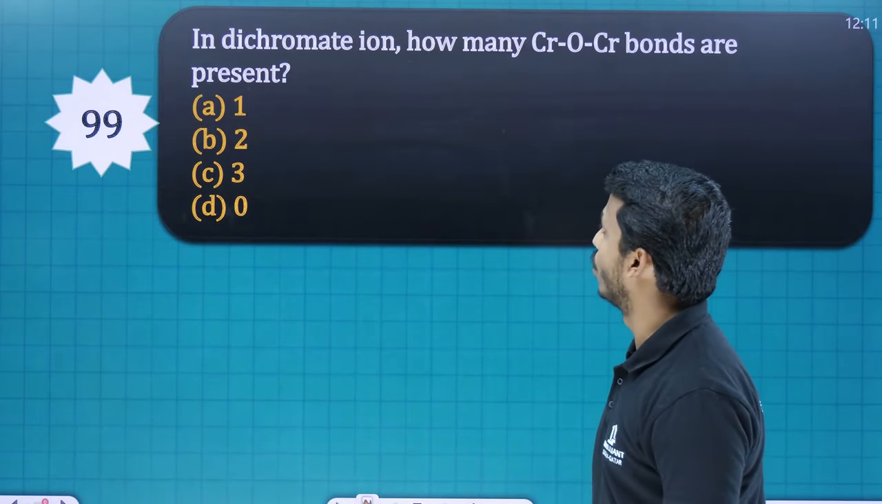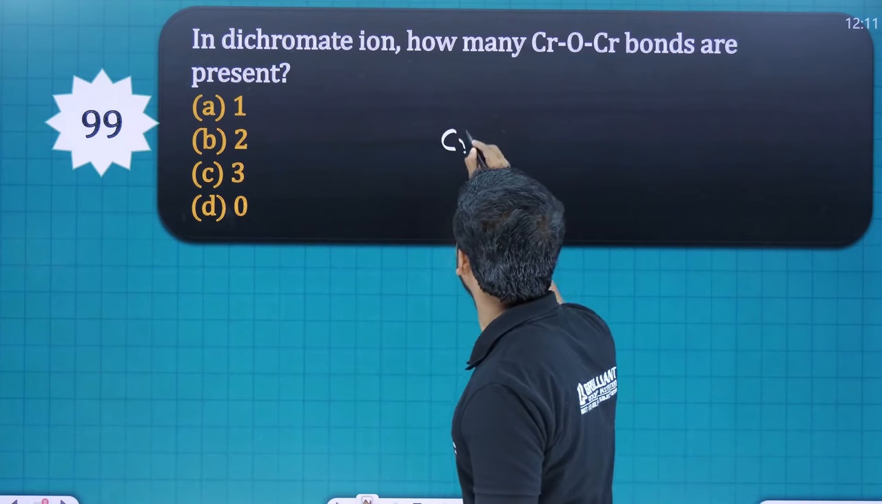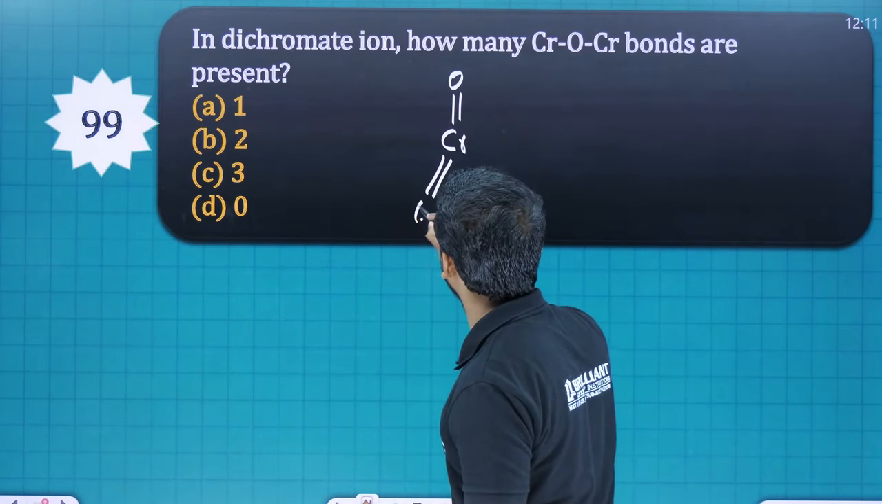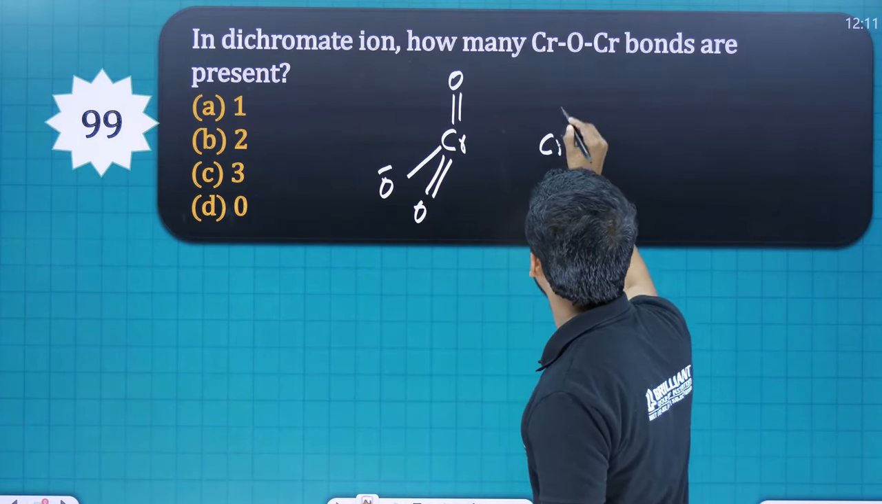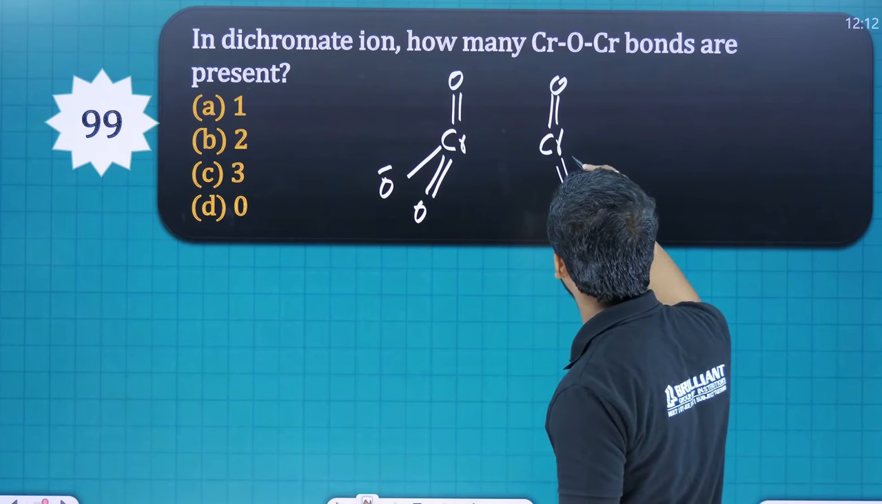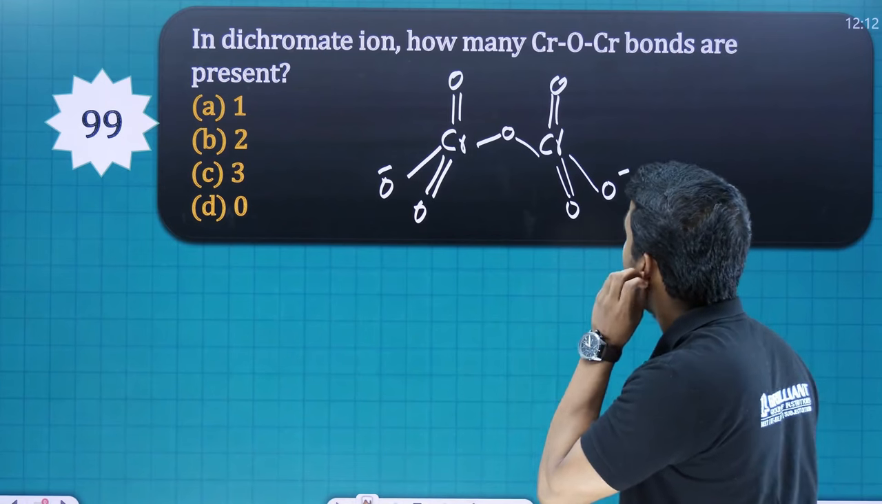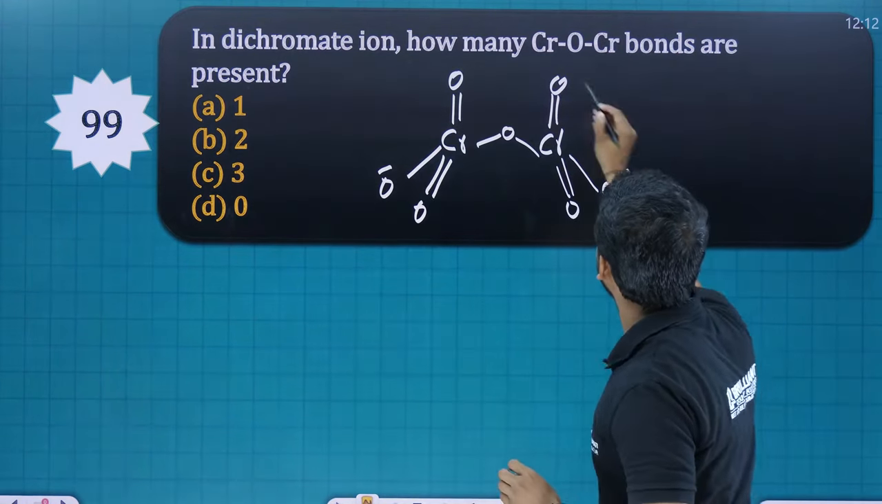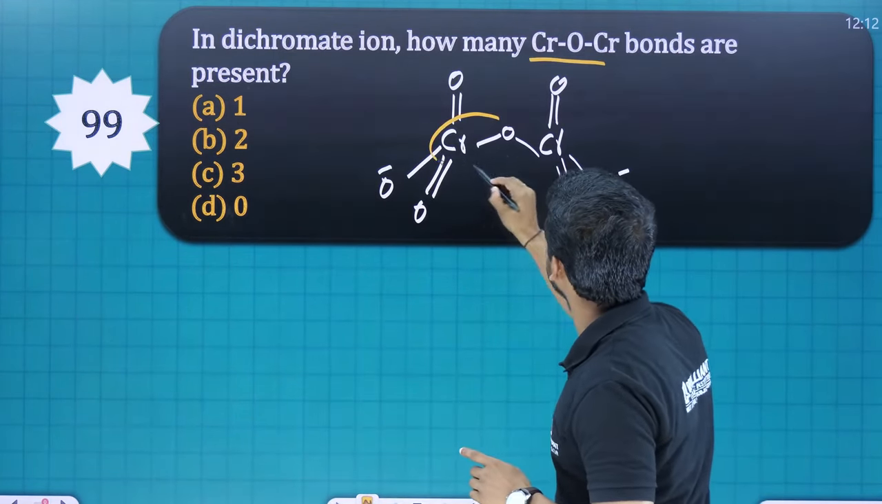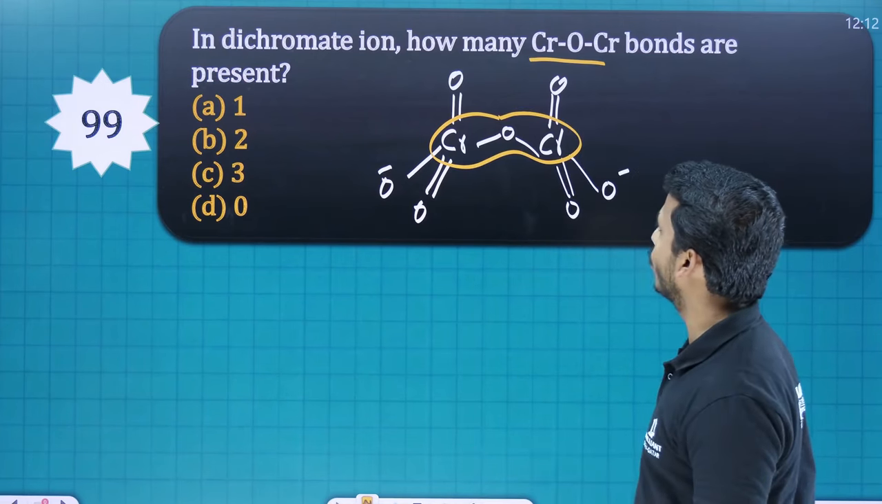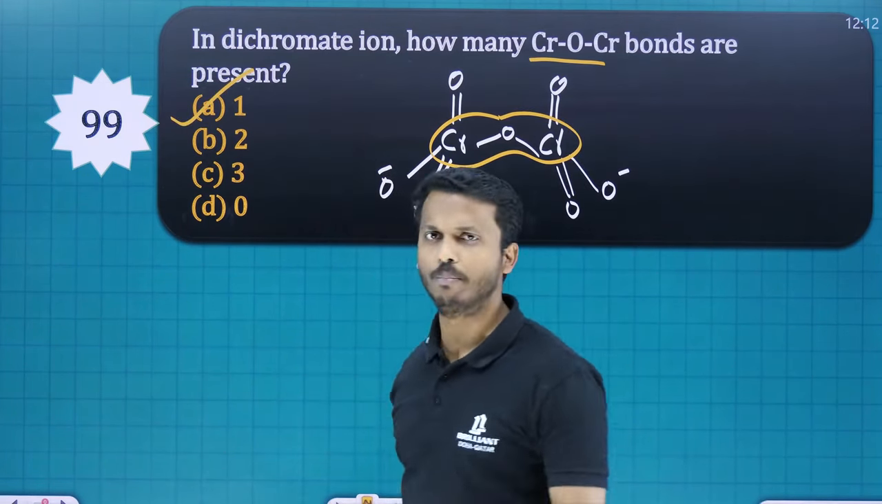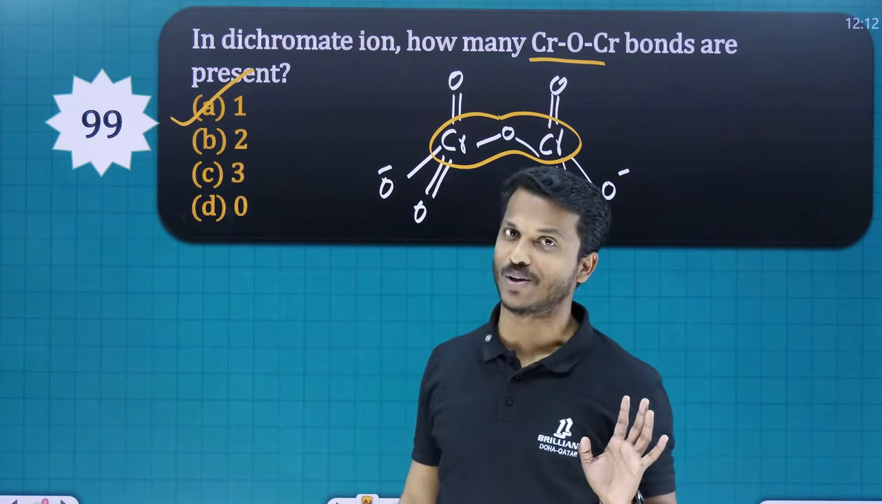In dichromate ion, what is the dichromate ion structure? You remember? Cr double bond O minus, and there is an oxygen. So in dichromate ion, how many CrOCr bonds are present? There is only one, right? One. Basically, they're asking whether you know the structure or not.